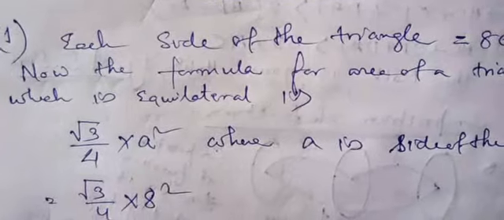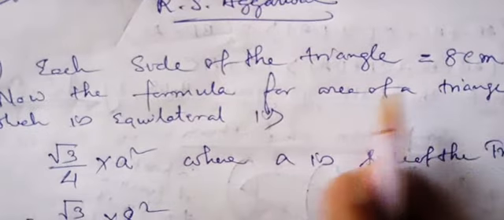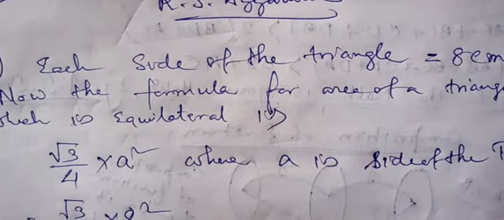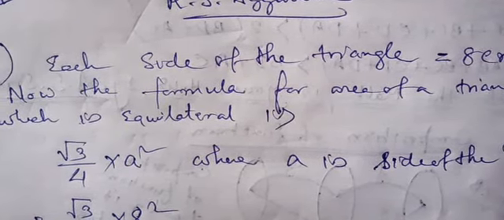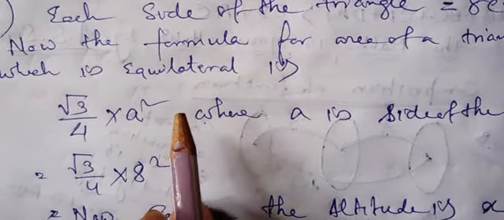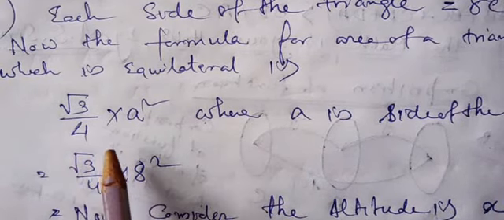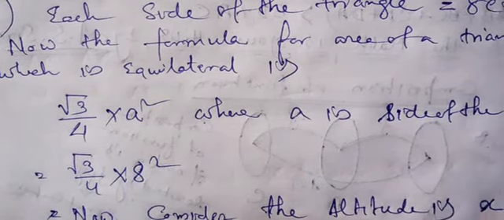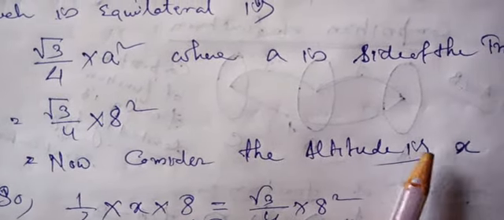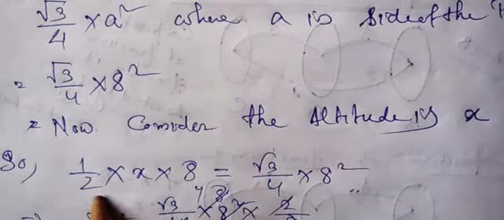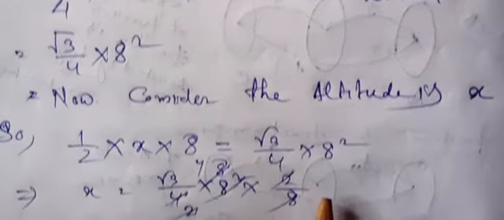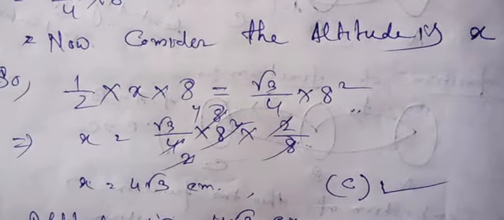This is the first question. Each side of an equilateral triangle is 8 centimeter. We have to find the altitude of the equilateral triangle. So for that, we take the formula for the area of an equilateral triangle, that is root 3 by 4 into a square, where a is the side of the triangle. So root 3 by 4 into 8 square. Now considering the altitude is x, half into base into height, the area of that triangle is equal to root 3 by 4 into 8 square. So this is my required answer. Okay.